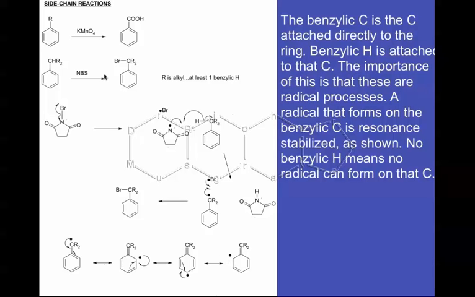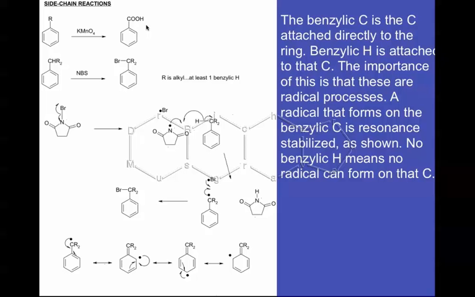Now, first of all, looking at the KMnO4, this is an oxidation reaction. It's a radical oxidation. As long as we have a benzylic hydrogen attached to this carbon here, it doesn't matter what this chain looks like. It could be 10, 15 carbons long. It doesn't matter. It's always going to give this as a product.